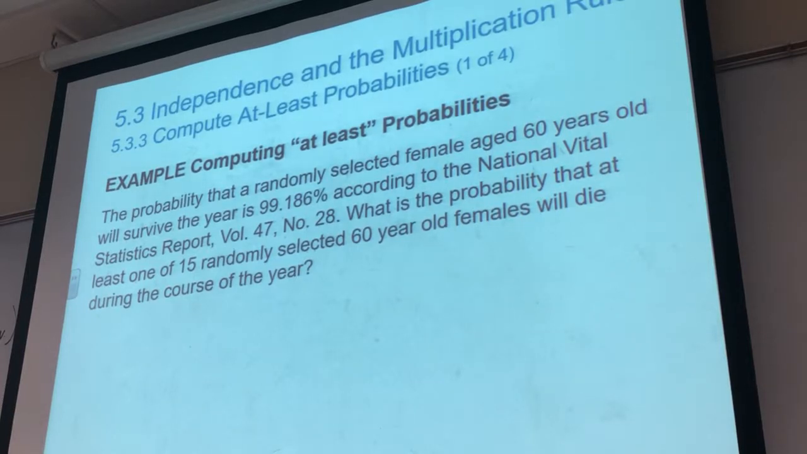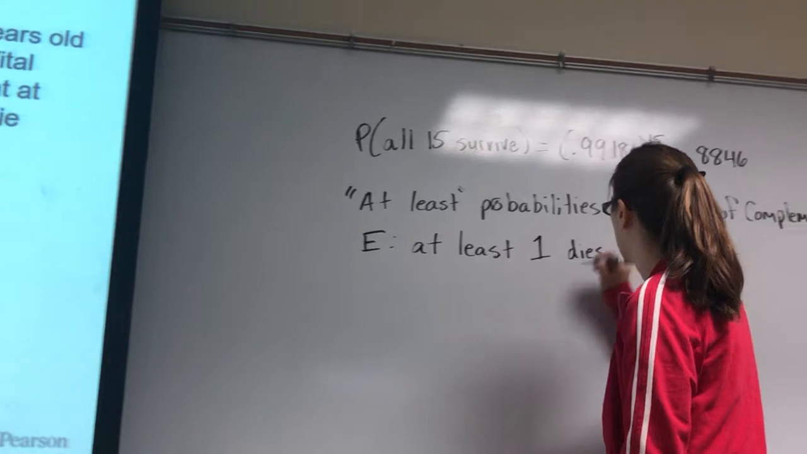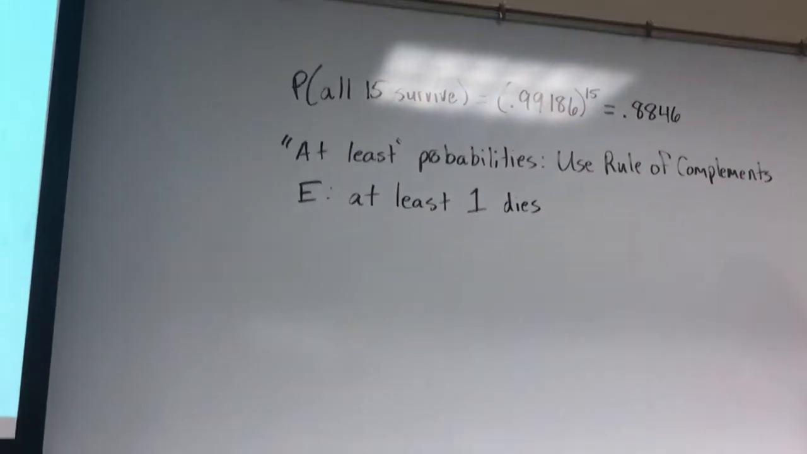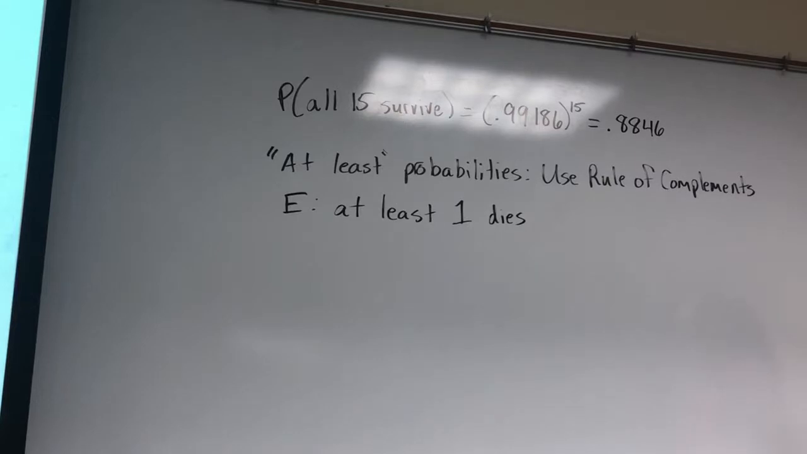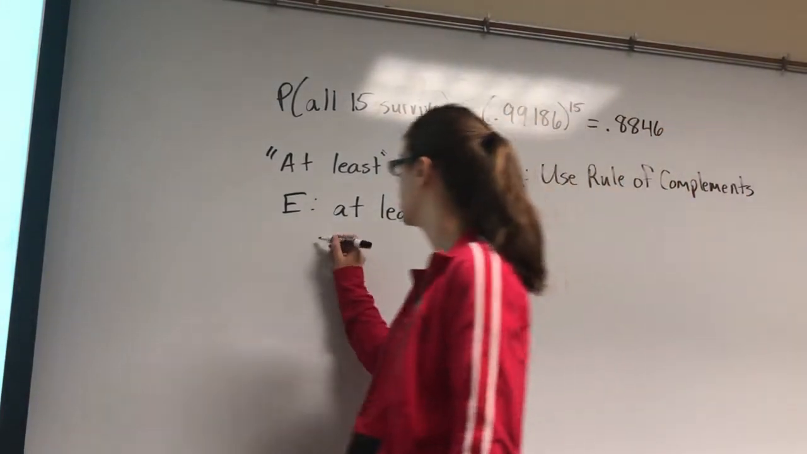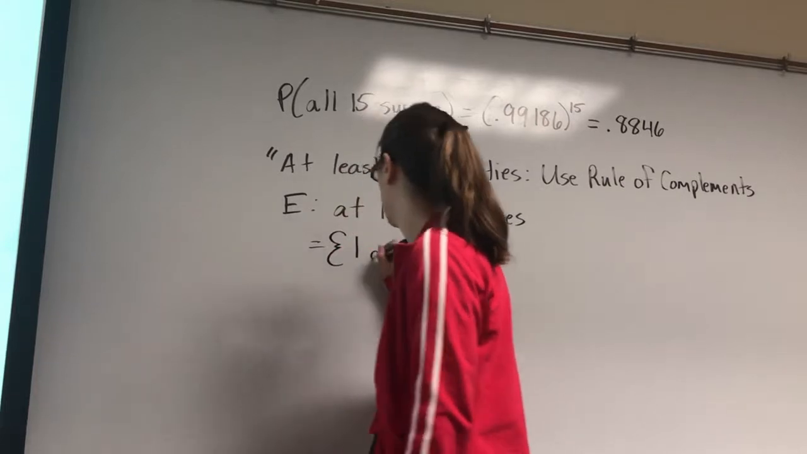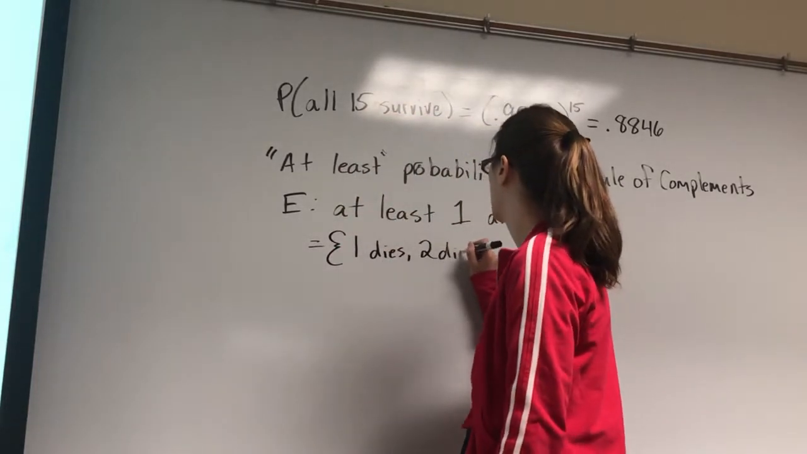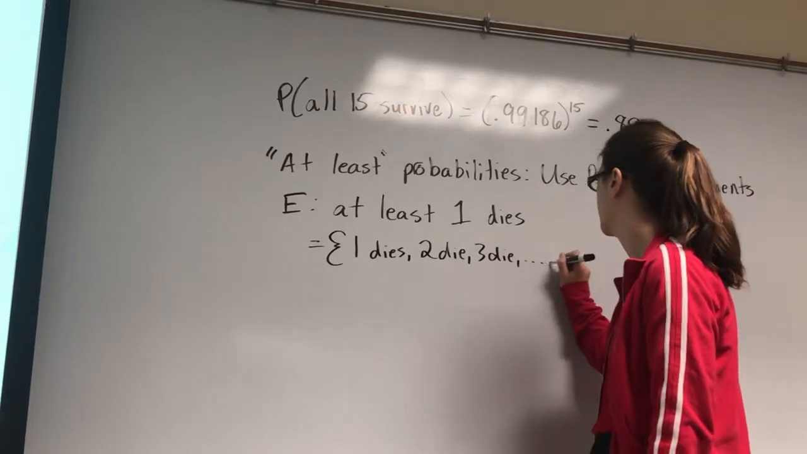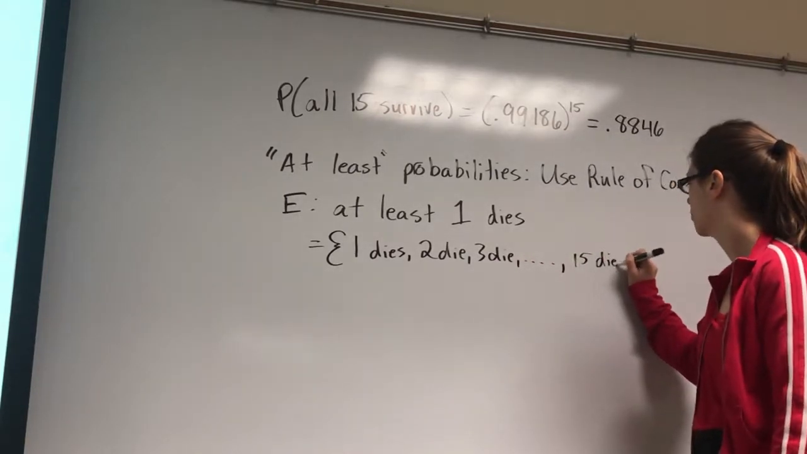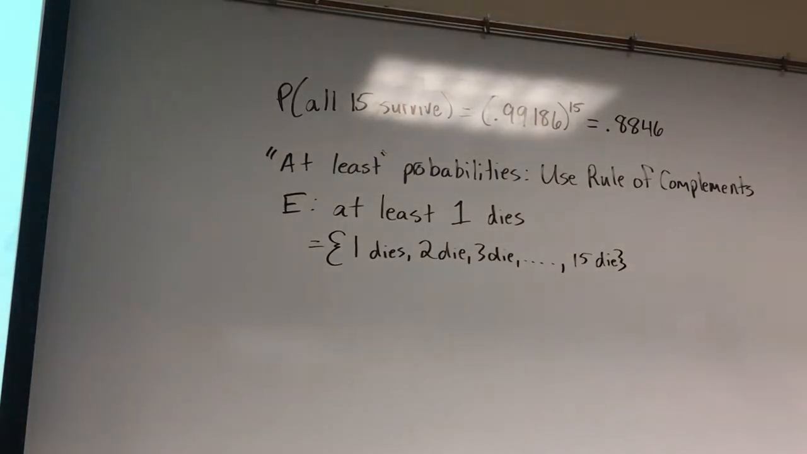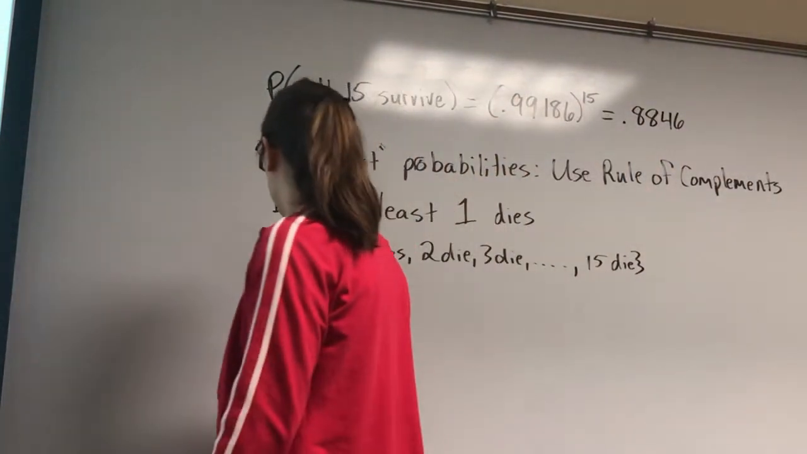Okay, so if our event E is that at least one dies, like I said, 1 is the least number of people that could possibly die. So it could be 1, 2, 3, 4, all the way up to 15. So E could be 1 dies, 2 die, 3 die, all the way up to 15 of them die. So that's our event E. But like I said, we're going to use the rule of complement. So this is our event E. What would E complement be?